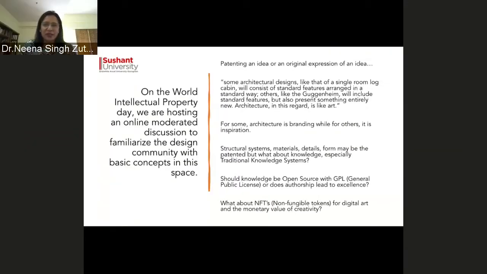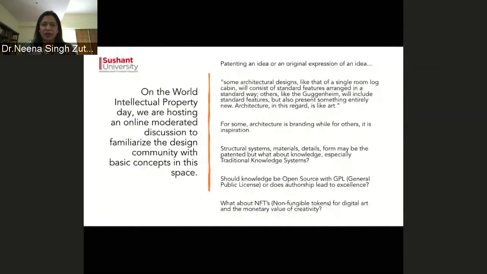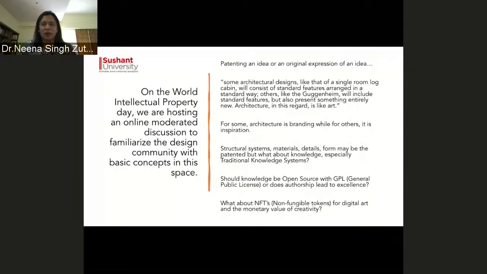The reason we are having this discussion today is that it happens to be World Intellectual Property Day, and we decided to commemorate this by hosting an online discussion just to start a conversation in the field. Along the way we will be hearing thoughts from some of our guest speakers, and then we have discussants who will be joining the discussion, and then we will be opening the floor for questions and answers.